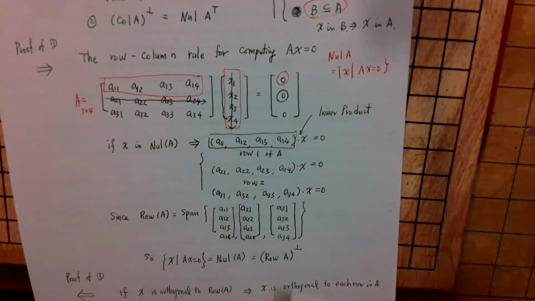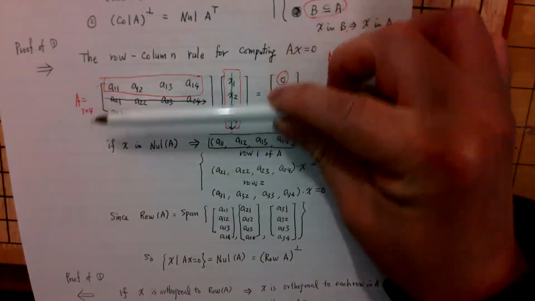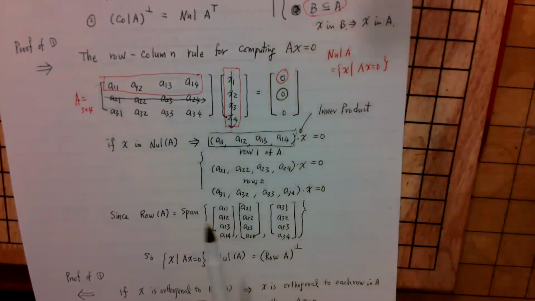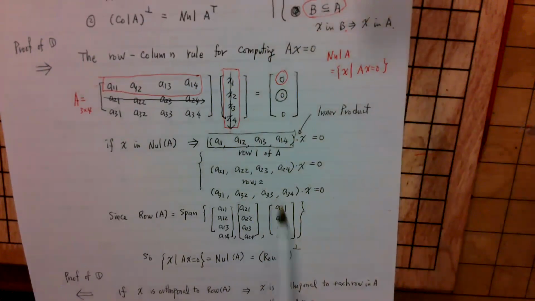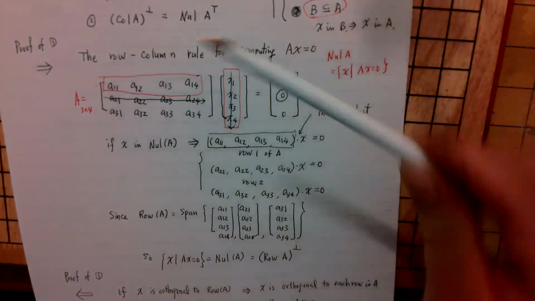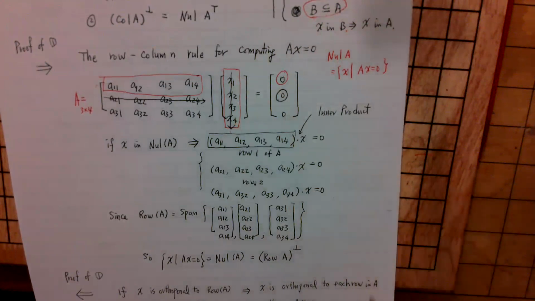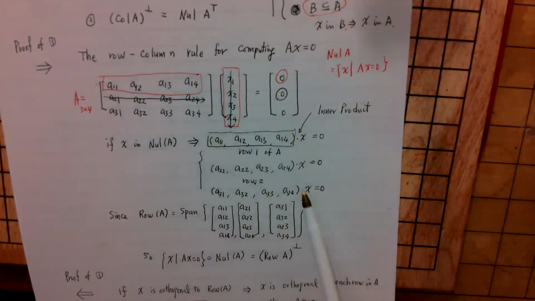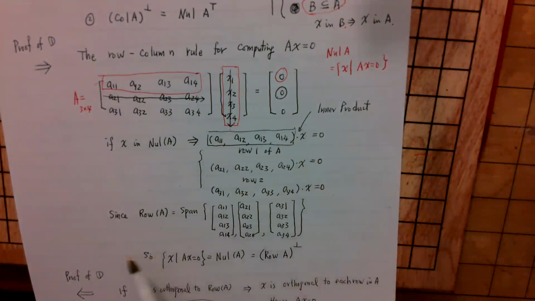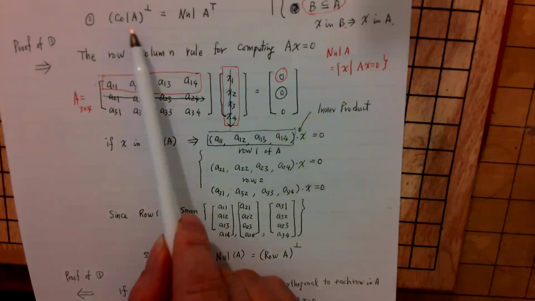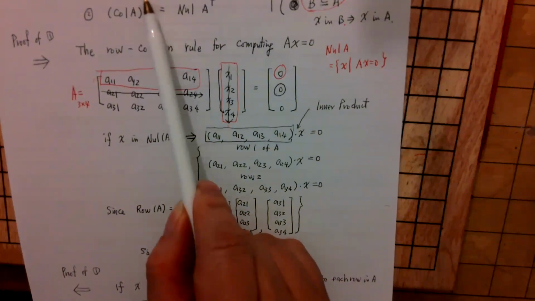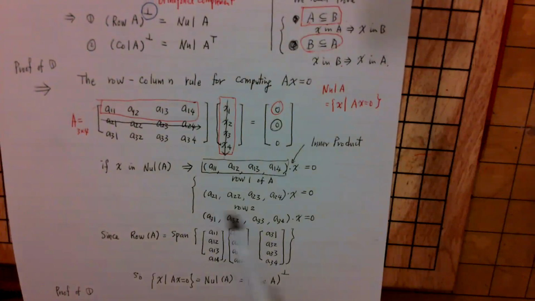Okay? Let me try one more time. First row, second row, third row. If I transpose them, they will look like this. And they make an inner product with x equal to zero. So that means any x that makes the row one, row two, row three inner product equal to zero must be in the null space of A. Orthogonal. Let me try one more time, okay?